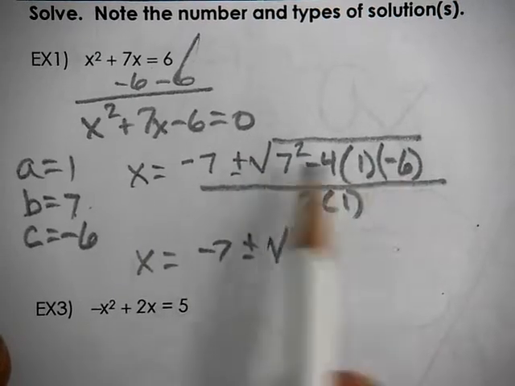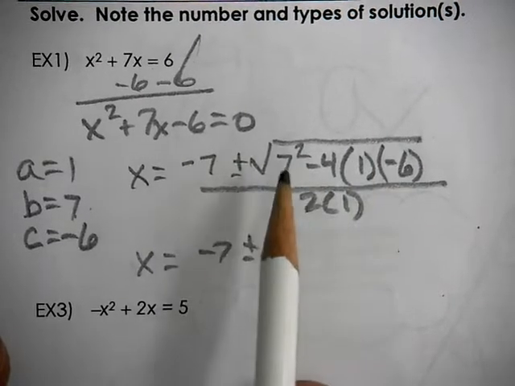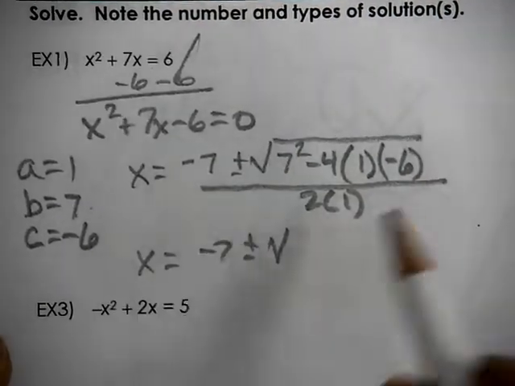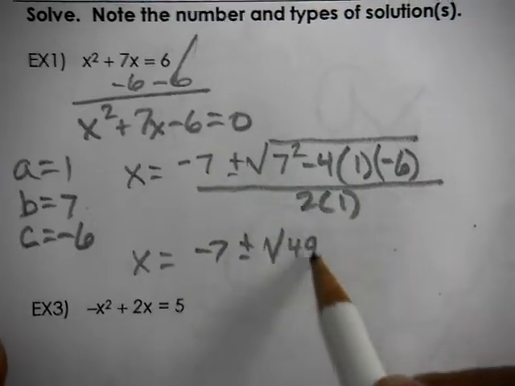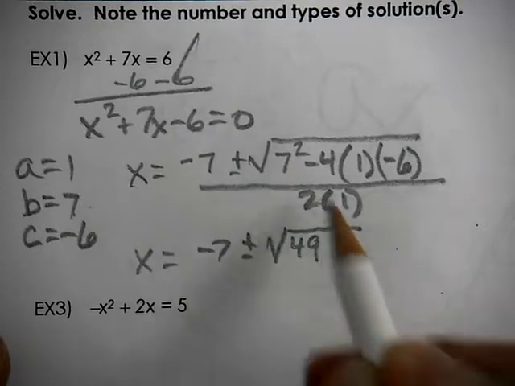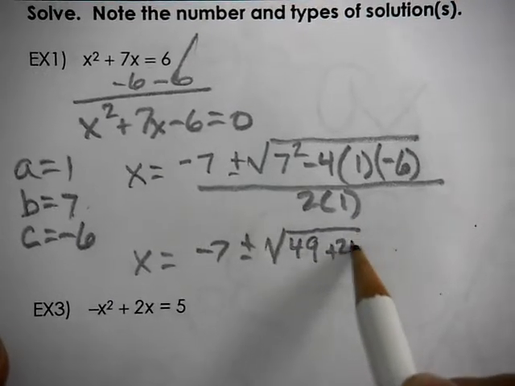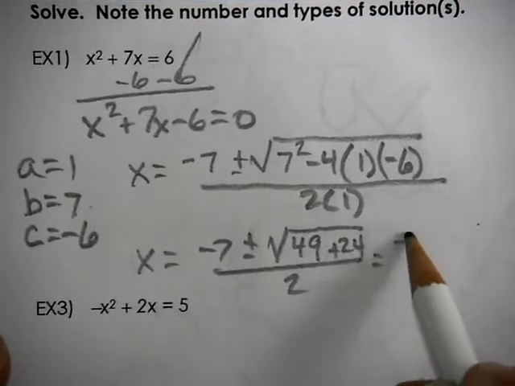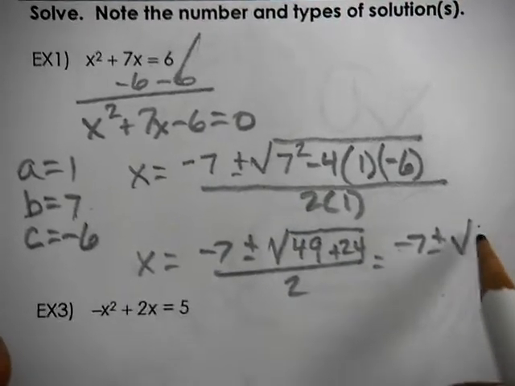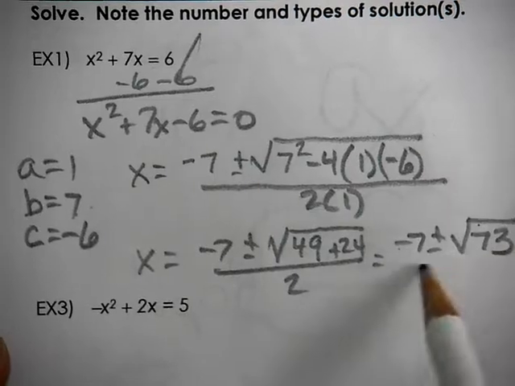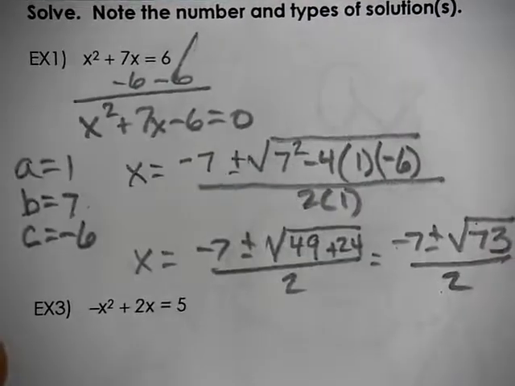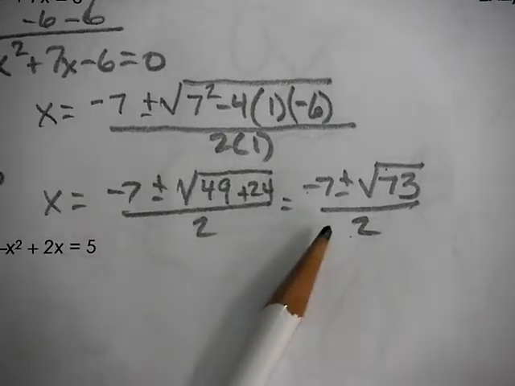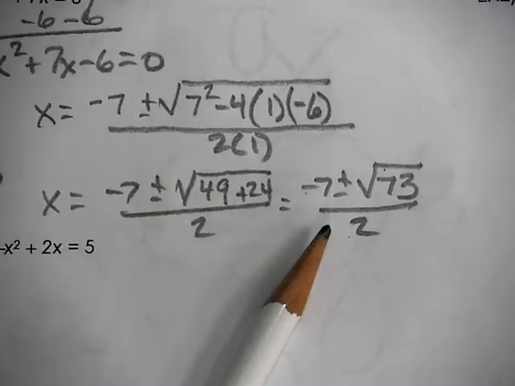all in your head or with a calculator, the inside is called the discriminant. That is fine. If you would like to break it up into two pieces, we have 49 plus we have 24 all over 2. So that's really going to be negative 7 plus or minus the square root of 73 over 2. There's your exact answer for the two x-intercepts.